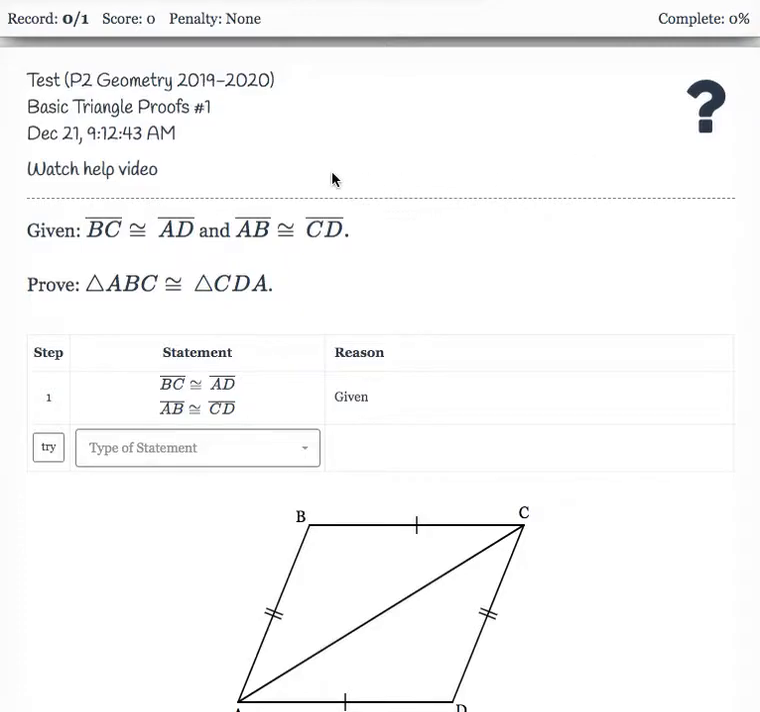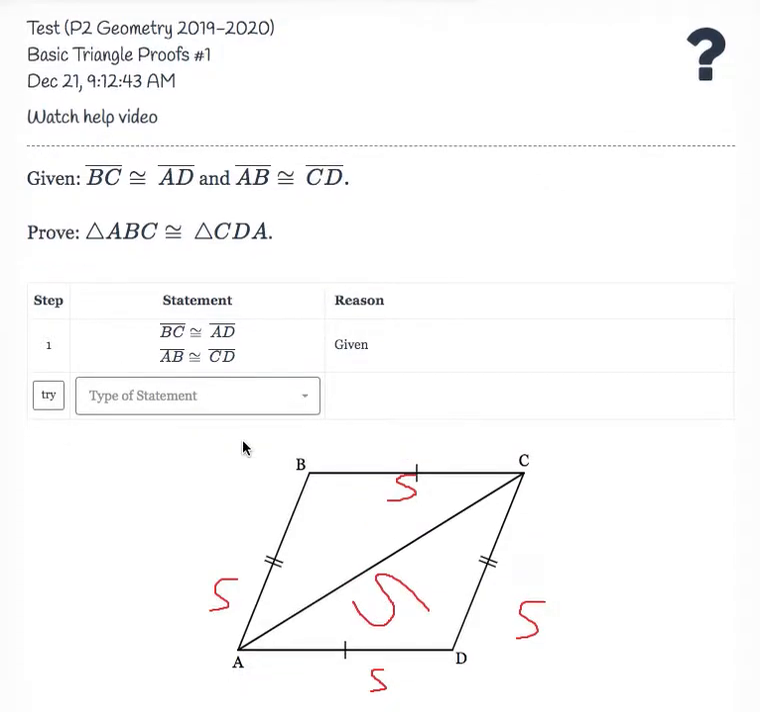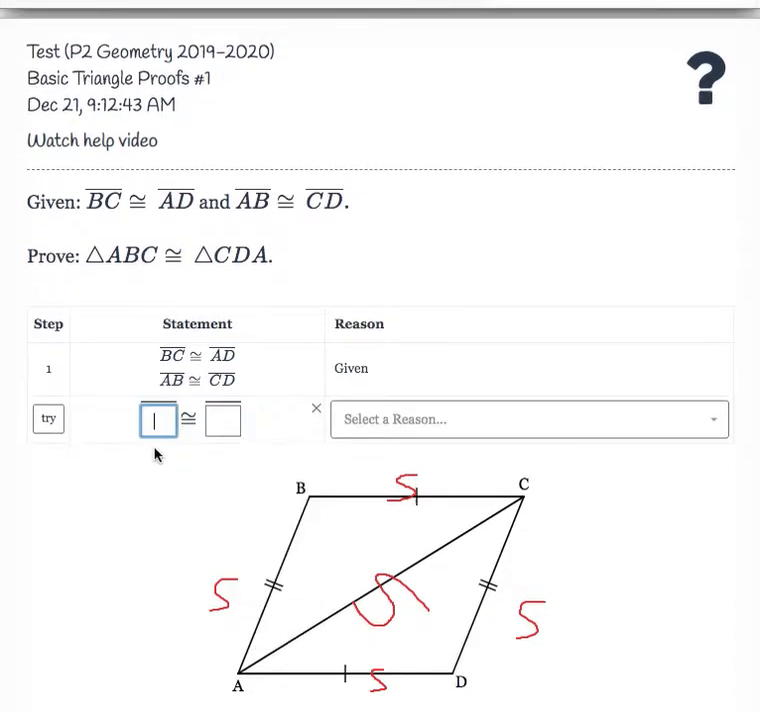So here it tells us our given is BC is congruent to AD and AB is congruent to CD. These are already marked here. The only other additional information I can make, we have a shared side in the middle. In this case, we're looking to prove that we have 3 sides paired up, side, side, and side. So we need to add on that statement. So I'm going to go here and say, well, we just claimed that AC was equal to AC. And that's going to be our new claim.